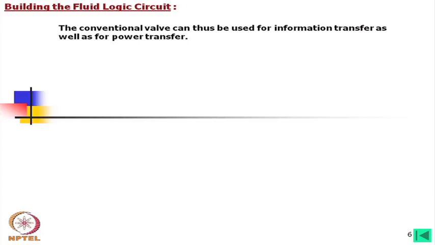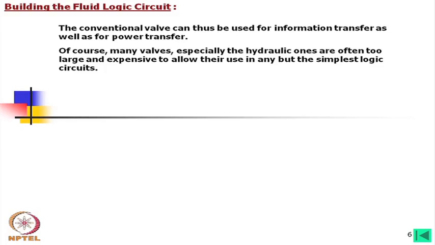The conventional valve can thus be used for information transfer as well as power transfer. Using these valves in logic circuits, one advantage is that the power can directly be used, and not much amplification is required. Of course, many valves, especially the hydraulic ones, are often too large and expensive to allow their use in any but the simplest logic circuits. If we use hydraulic valves to make logic circuits, normally it will be expensive and may become bulky.